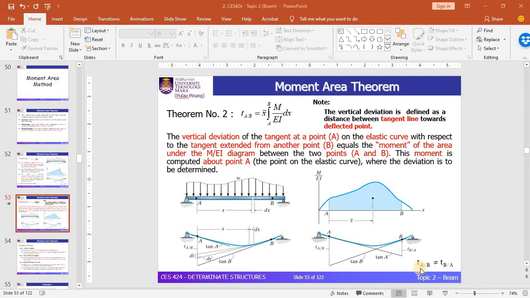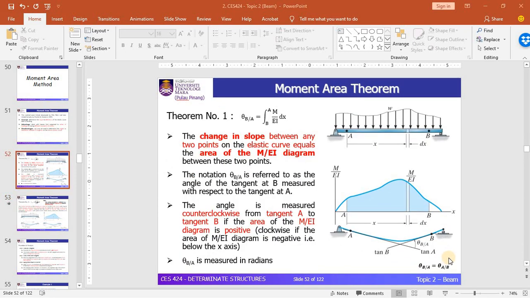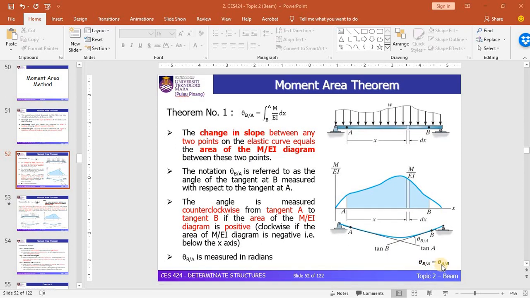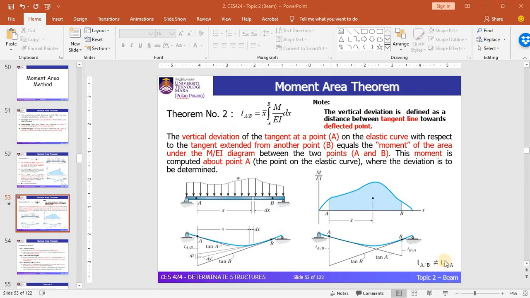So the vertical deviation AB is not equal to the vertical deviation BA. This is the opposite of the first theorem, where theta BA is equal to theta AB. This is not the case for theorem number 2. I hope that you can note this particular difference between the first theorem and the second theorem.